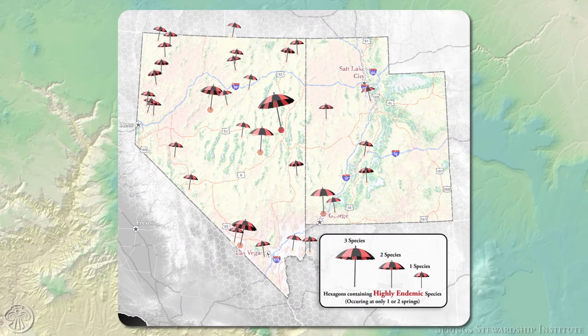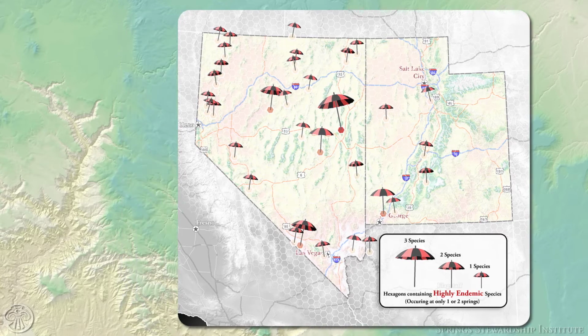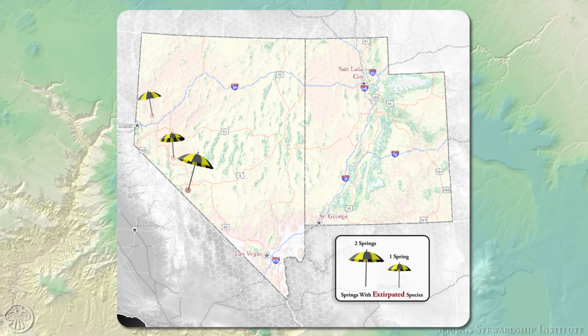Now here we show the regions containing spring snail species that exist at only 1 or 2 springs, and these species are among the most at risk, and could go extinct if the spring is damaged or destroyed. Just to clarify, in this series of maps I'm showing, we're summarizing data within a hexagonal array over the landscape, so we're mapping spring snail characteristics within each hexagon. We're not showing exact spring locations in these maps. Now we have 3 regions where the spring snail species appear to have gone extinct.